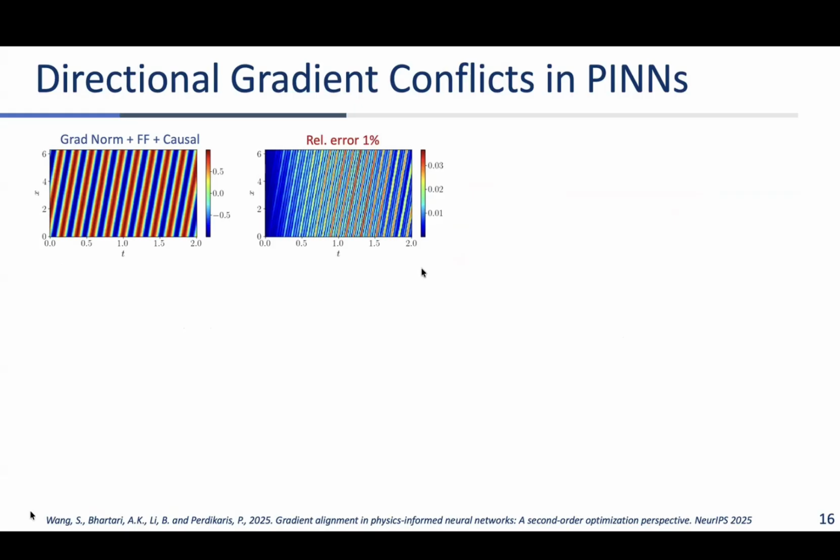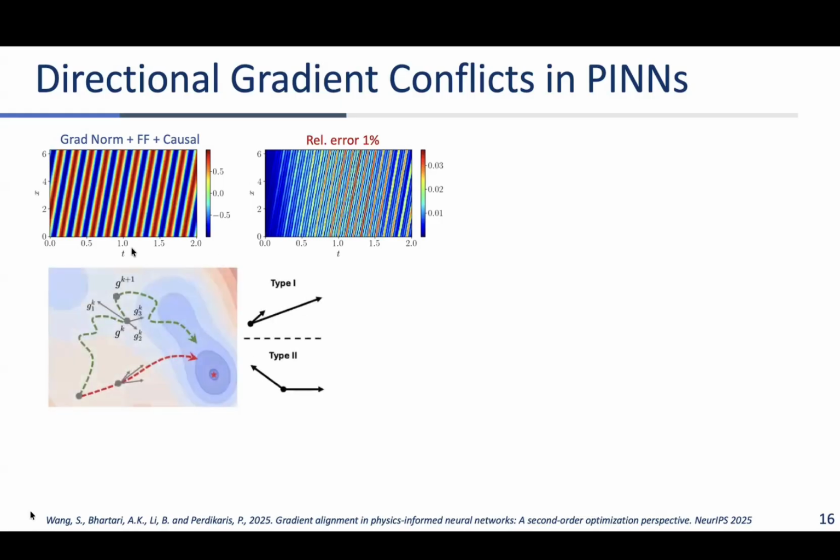Honestly, this is not a good result for numerical solvers. Nobody will use a numerical solver that can only achieve such accuracy for such a simple problem. If I use finite elements, I could reach machine precision within a second. So what's wrong here? What prevents PINNs from reaching machine precision? This is actually related to another fundamental issue: directional gradient conflicts.